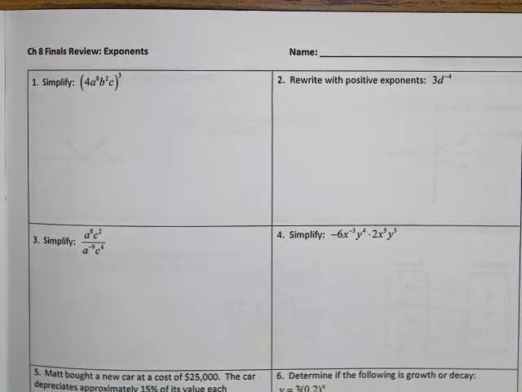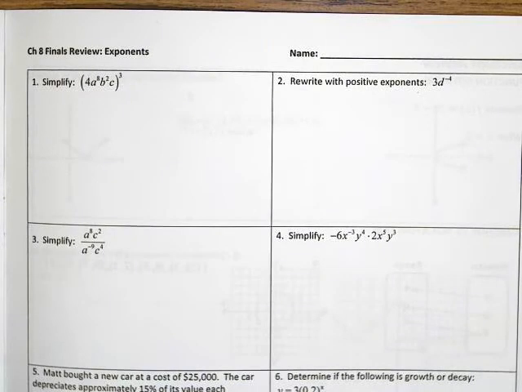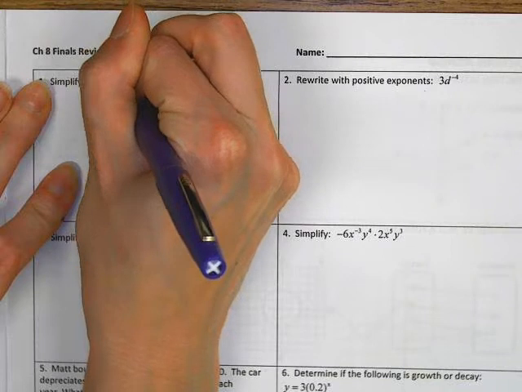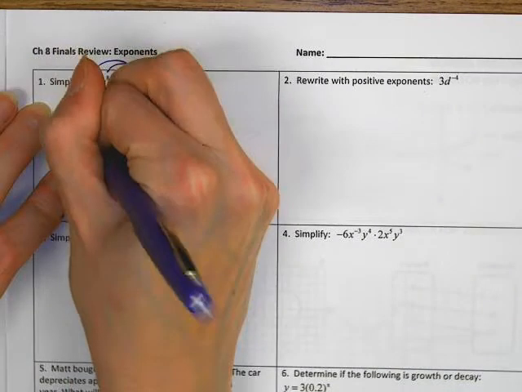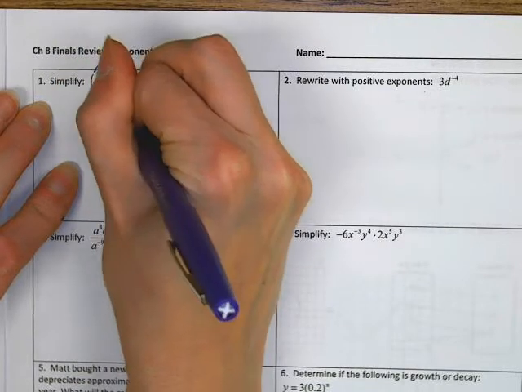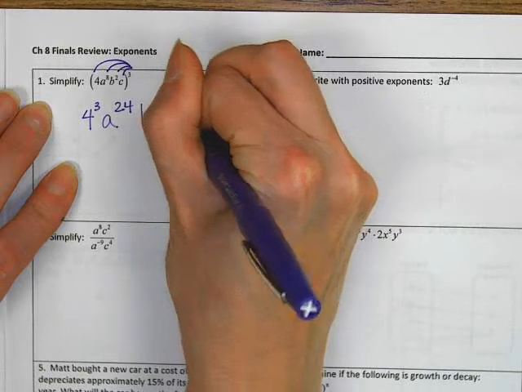Hey guys, this is the finals review video on exponents, which was our most recent chapter. So this should be a little fresher. Number one, exponent rules. Remember those booklets we made with all those rules? That's this. So let's distribute the 3 to every single piece. So we have 4 to the third power, a to the 24, b to the 6, c to the 3.